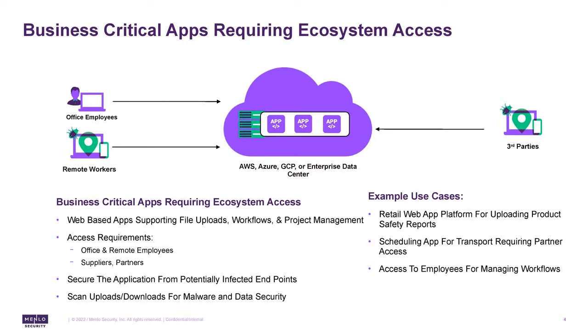Some of the use cases we've seen directly here at Menlo are things like retail organizations, being able to have folks upload product safety reports to a centralized application. It can be a challenge. If you just have an exposed website where you would normally do that and people can just log into that and try and upload stuff, of course, there's a target that attackers can go after. So how do you not expose that directly to the web, but still provide easy access to folks who need it? We've also seen transportation companies needing this kind of access for scheduling applications or managing workflows in an organization.